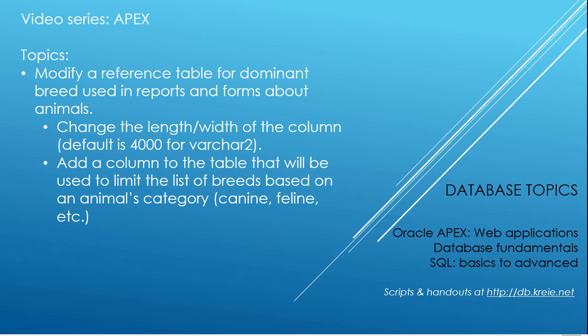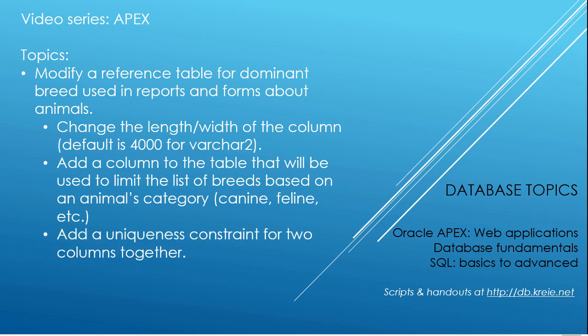We're going to add a column to this table, and this will allow us to associate a category, such as canine or feline, with a dominant breed. We'll then use that in the form to create what we call a cascading LOV. Once you select a category, that's going to limit the list of options for the dominant breed. So I'll get a different list from this dominant breed table based on whether I've selected or identified that animal as a canine or a feline.